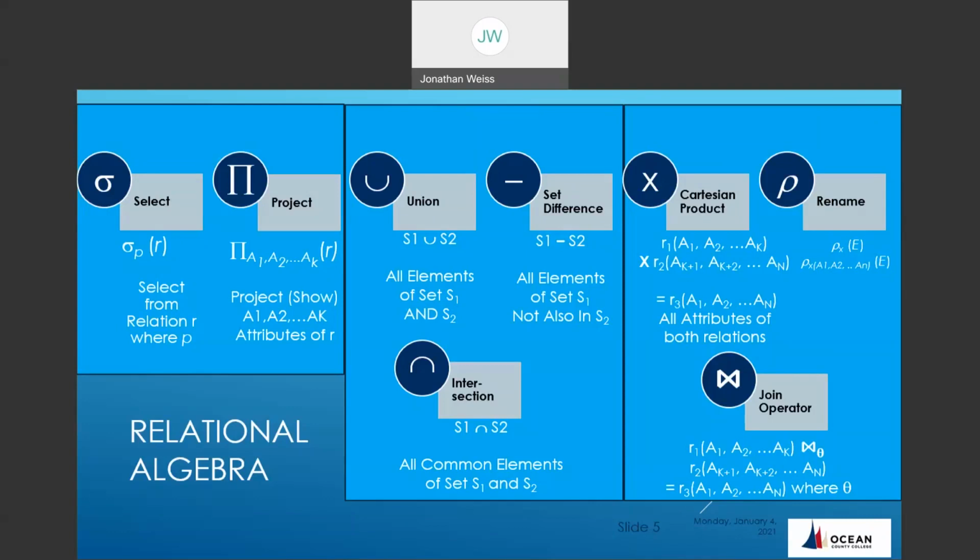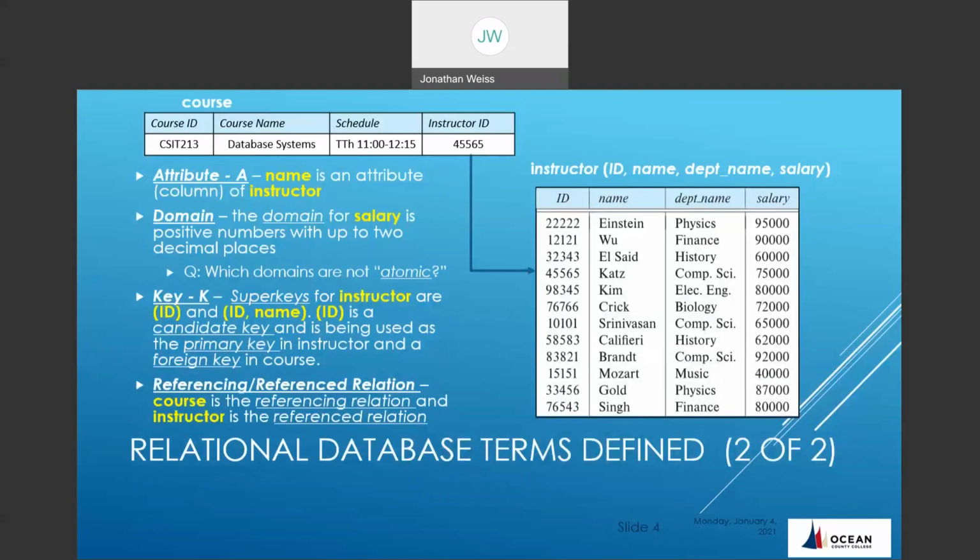Another operation I can do is a project. So for this relation, for example, I could say project the department name for the relation instructor. Okay? If I project department name for relation instructor, what I would get is physics, finance, history, computer science, electrical engineering, biology, and music.